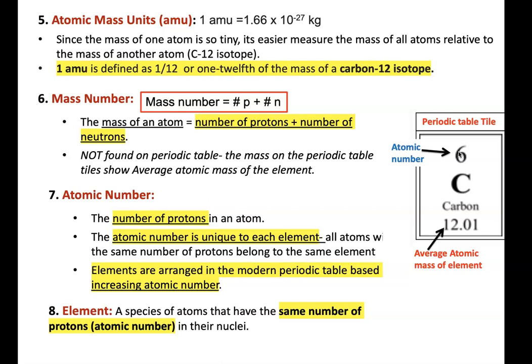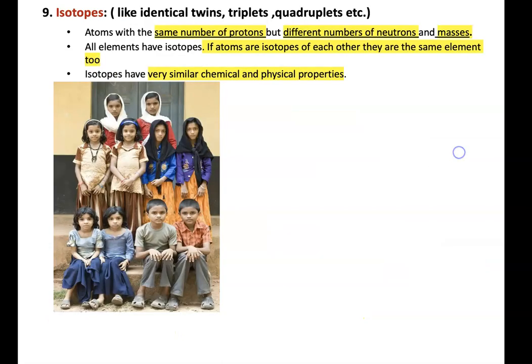So what is an element? An element is a type of atom that has the same number of protons in their nuclei. So all atoms belonging to one element have the same atomic number, or number of protons.